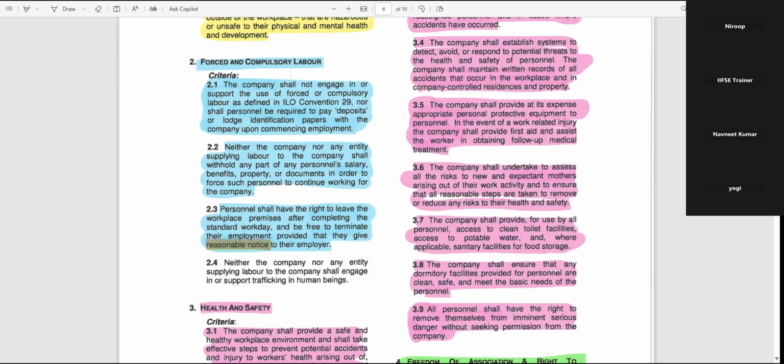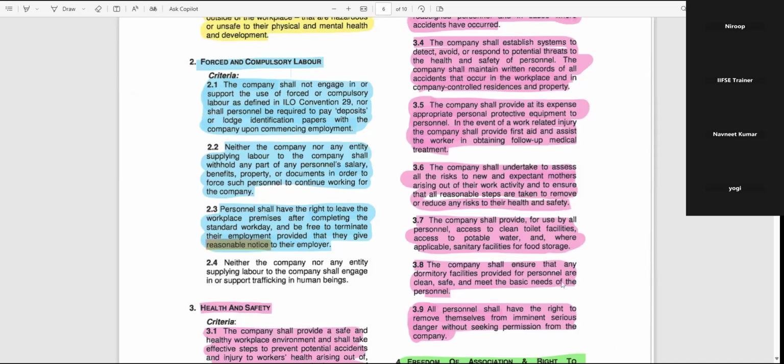The company shall provide for use by all personnel access to clean toilet facilities, access to potable water, and also where applicable sanitary facilities for food storage. So basically, they have to provide the toilets or urinal facilities to all the employees. Okay. Then food storage, they have to provide proper sanitary facilities or racks to store the people's food.